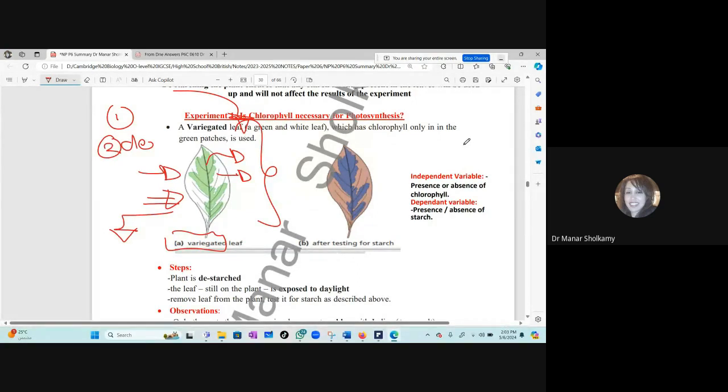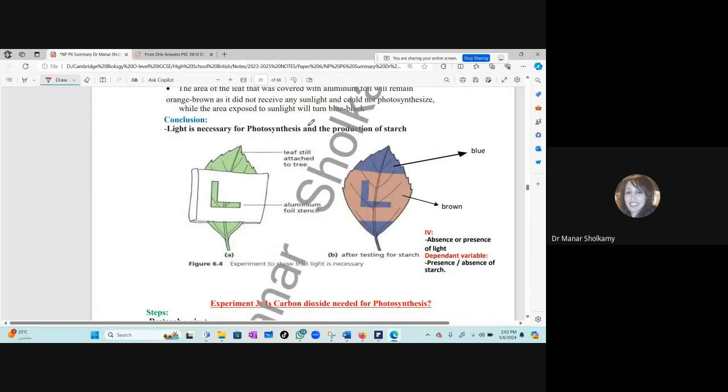So we did the same thing, but here we used a leaf that is part green and part without color, because here we're testing if the chlorophyll is the limiting factor or not. Are you with me? Yes. Okay. Now, if we want to test whether light is important or not, at the end of the investigation I will test for the presence or absence of starch. So what do I do before the investigation? De-starch. Thank you so much. I will de-starch. And then step number 2, I will cover it with aluminum foil, just like this.